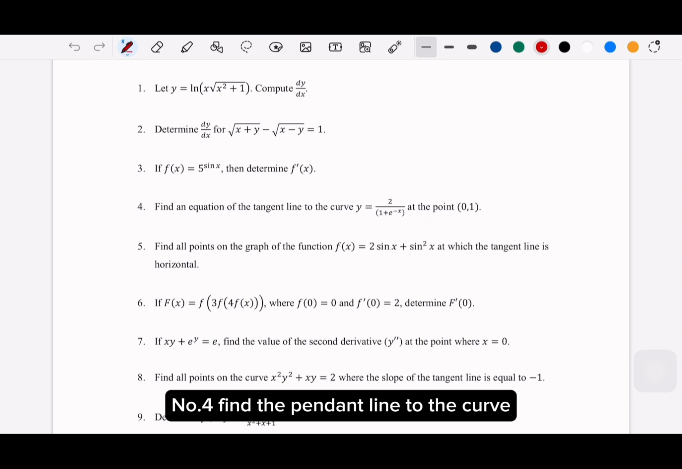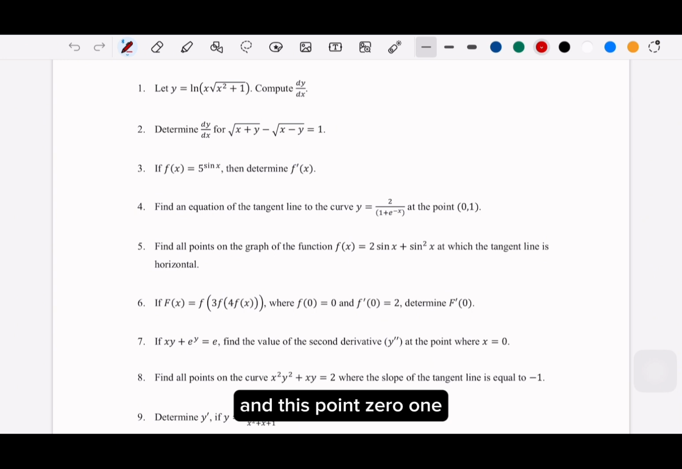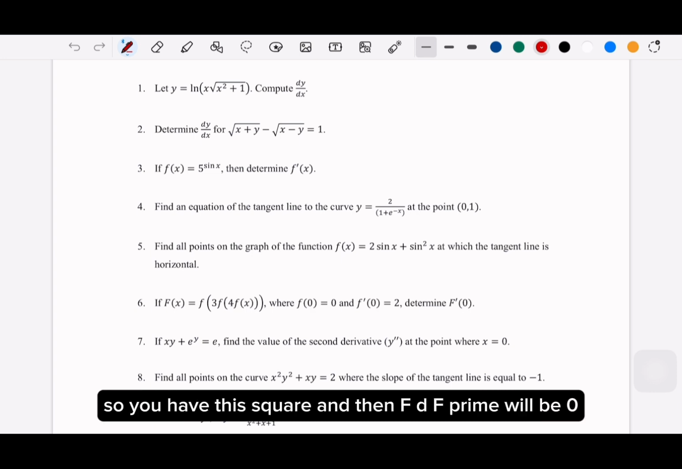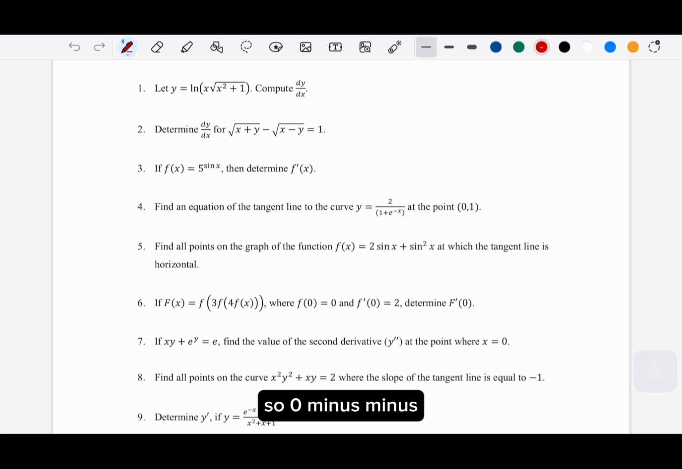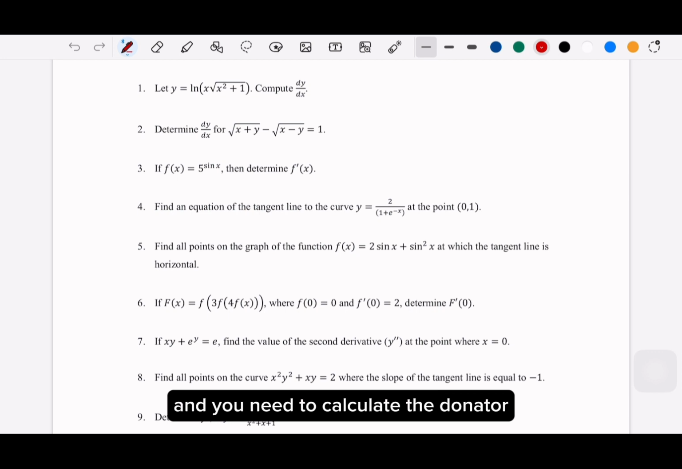Number 4, find the tangent line to this curve at the point (0, 1). Find the derivative of this. I think you can try the quotient rule, or you can move this up, but I think the quotient rule is very easy. So you have this squared, and then this f prime will be 0, so 0 minus, and then you need to calculate the derivative of the denominator, and you will get the result, right?